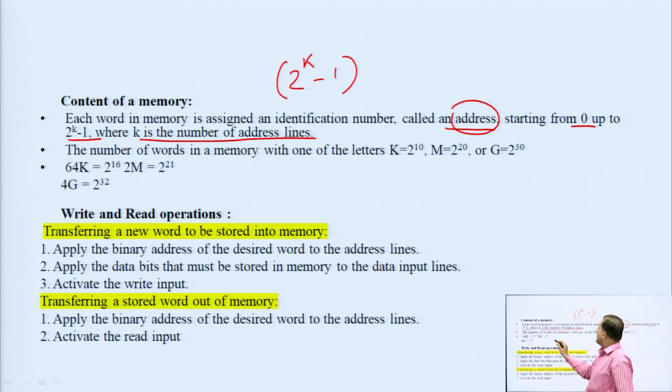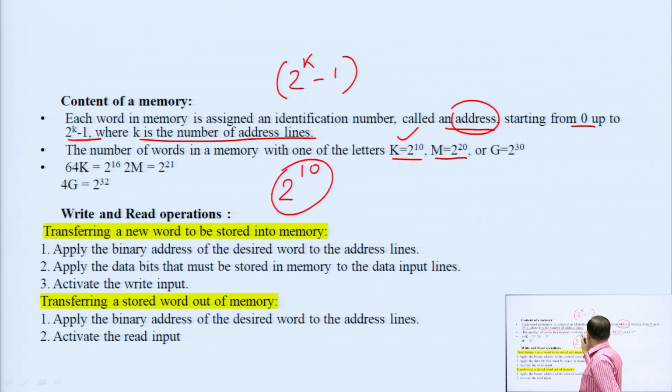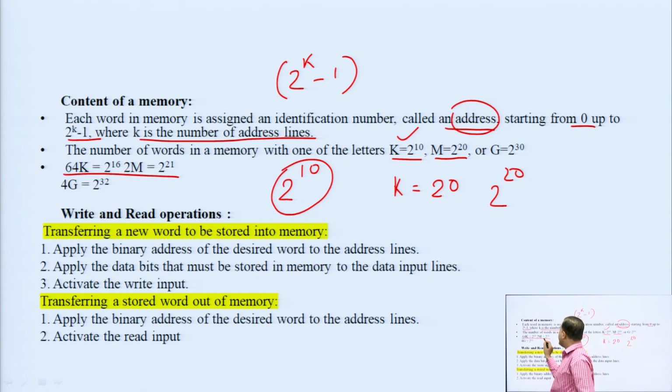The number of words in the memory is specified in terms of k. So, if we have k equal to 10, then the memory size will be 2 to the power 10. If k is equal to 20, then the memory size will be 2 to the power 20, like this. So, here we have written that 64 k means 2 to the power 16, 2 m means 2 to the power 21, 4 g means 2 to the power 32.